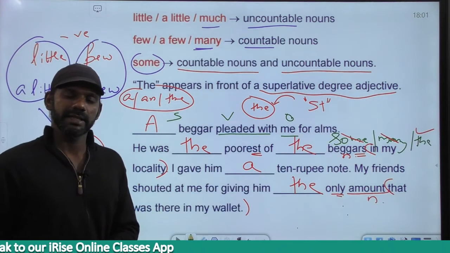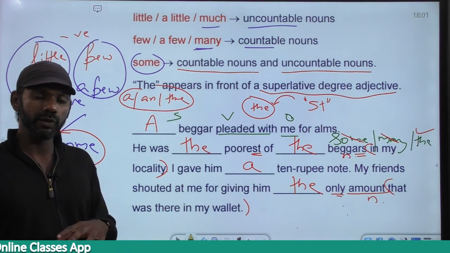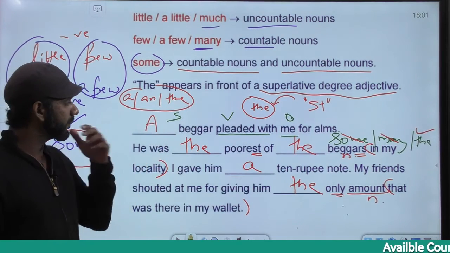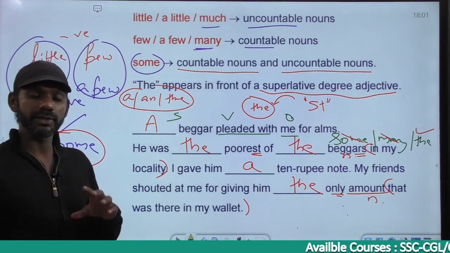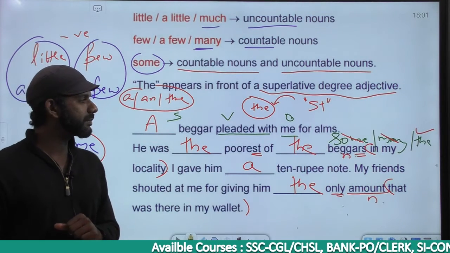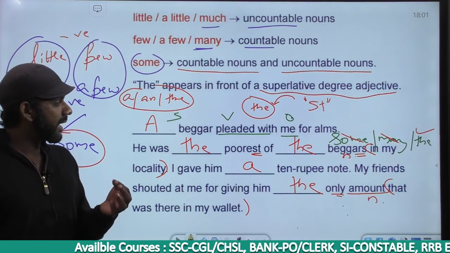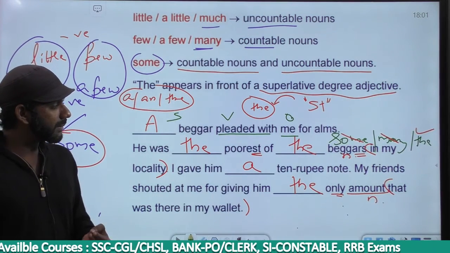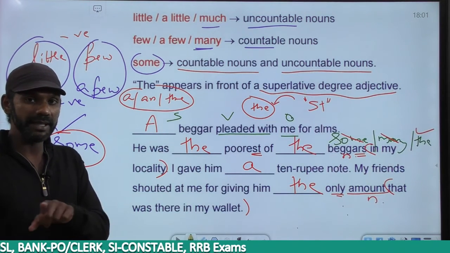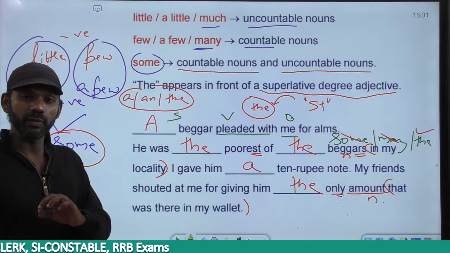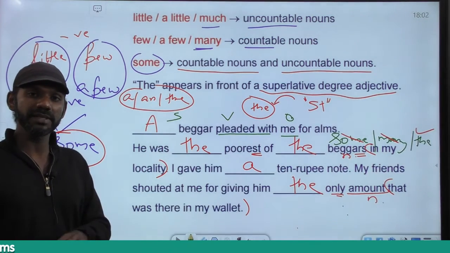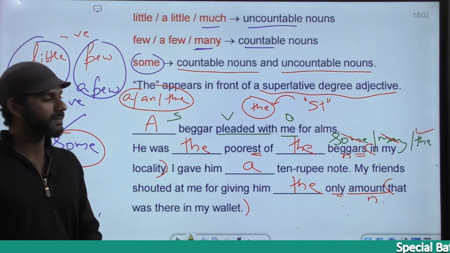Simple past tense. The structure of simple past in the passive voice is was plus V3. Now, if we change this sentence into the passive voice, it must also be in the simple past tense. We'll change and see. A beggar pleaded with me for alms, in the passive voice becomes, I was pleaded with by a beggar for alms. I was pleaded by a beggar is wrong. I was pleaded with by a beggar for alms. Was pleaded with is was plus V3, simple past, passive voice.